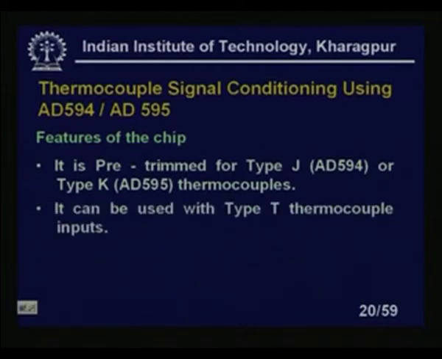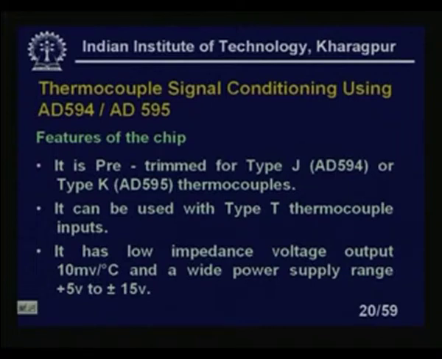It can be used with type T thermocouple inputs also, which is a platinum rhodium thermocouple. Platinum rhodium is the positive leg and platinum is the negative. It has a low impedance voltage output of 10 millivolt per degree centigrade and a wide power supply range of plus 5 volt to plus minus 15 volt.